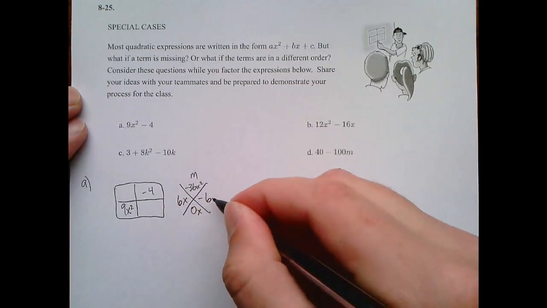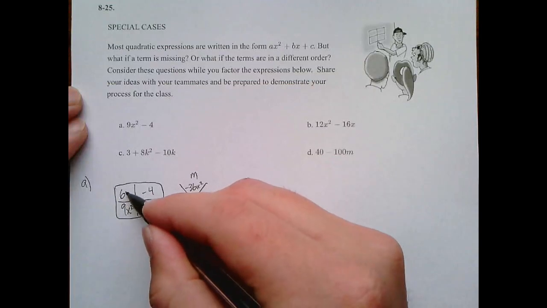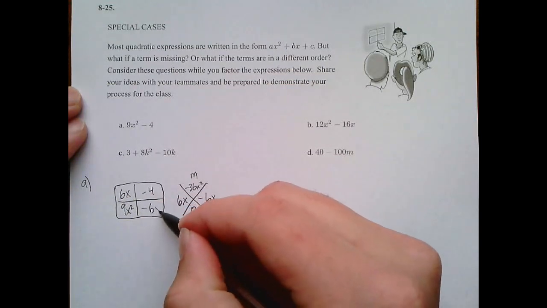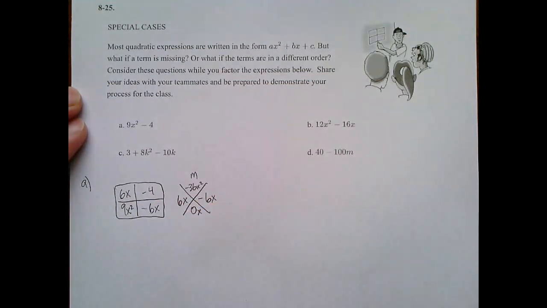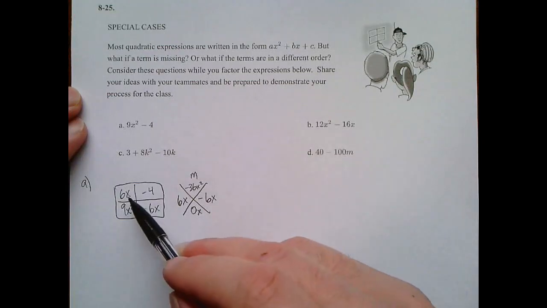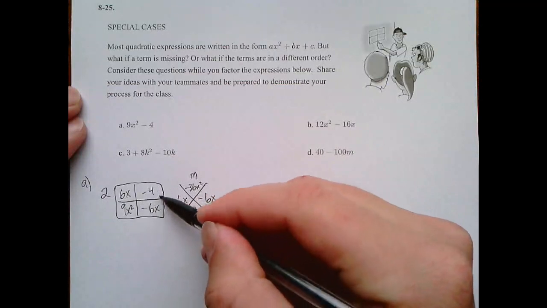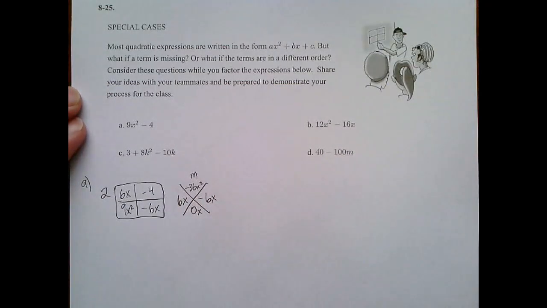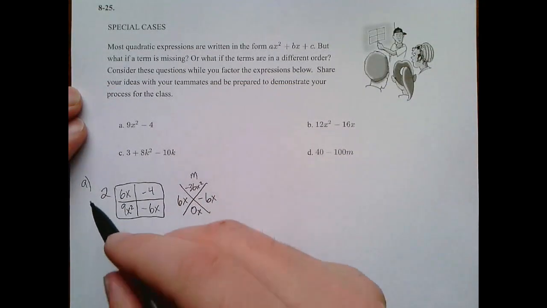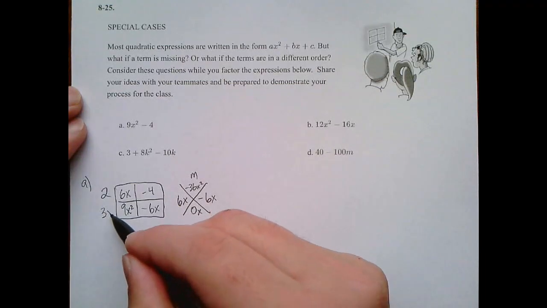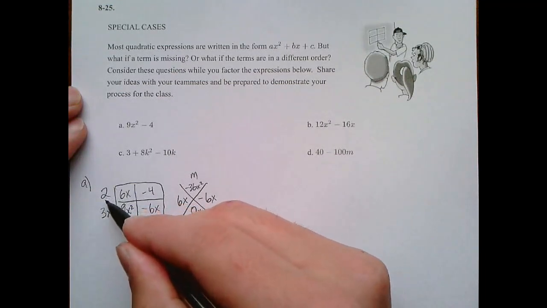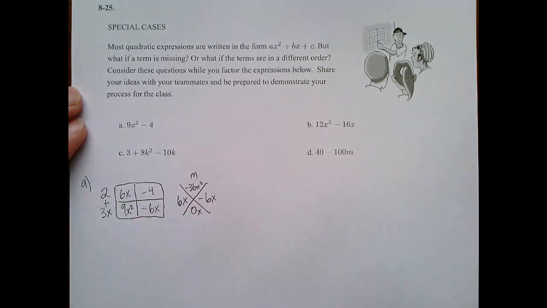So I'll give an x to both of these. So here I have a 6x and here a negative 6x. Again, the order I could flip-flop if I wanted to. Now, what's the GCF of 6x and negative 4? It would be 2. I can't take any x's because negative 4 doesn't have any. How about the GCF of 9x squared and negative 6? Well, I can do 3, and I can do x. And because this x is positive, this is going to be positive as well.